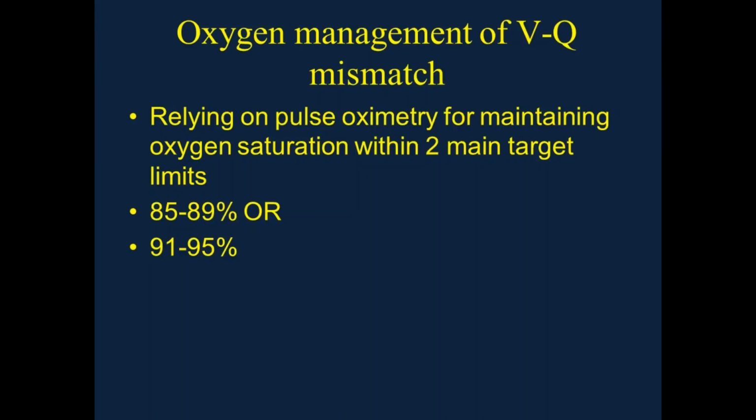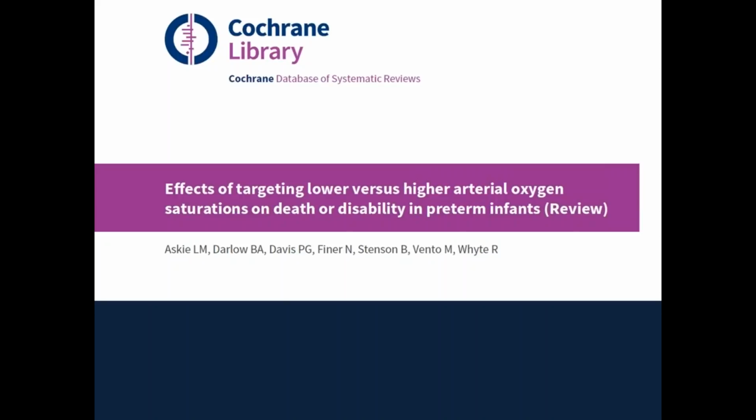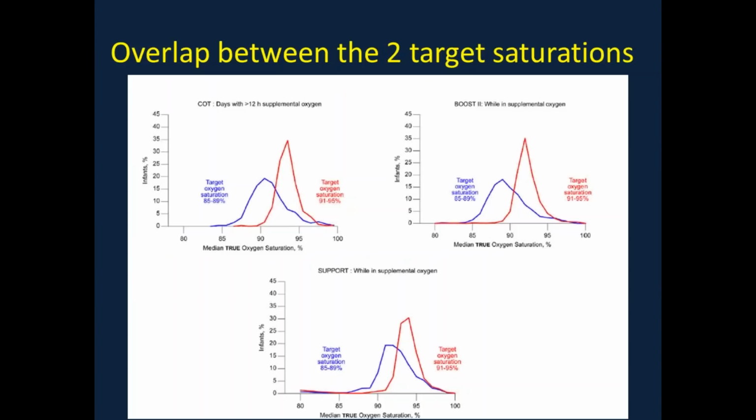These two target saturations were examined in multiple oxygen trials all over the world. And in the Cochrane review, they did not find any significant difference between the two target saturations. In the Canadian oxygen trial, they found no difference in mortality and more incidence of ROP with the high target saturation. In the European and Australian studies, they found higher mortality with the low target saturation. But overall, there is no significant difference, and I have to mention that.